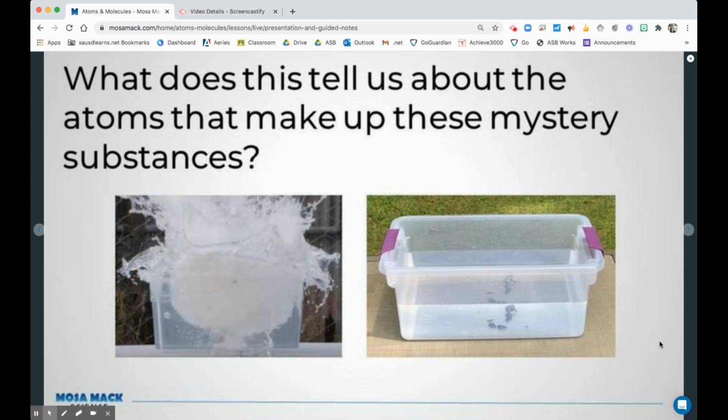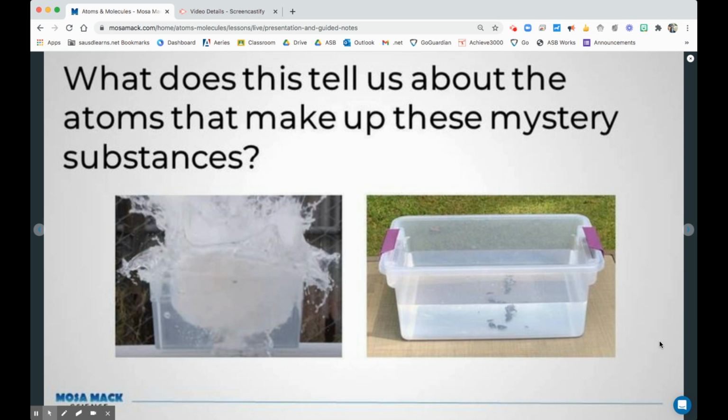If the atoms in the substances are not the same, what specific difference could account for the different reactions? One of the substances might be made up of an atom that is very reactive, and the other might be made up of an atom that is not reactive. They must have a different number of electrons in the outer shell.